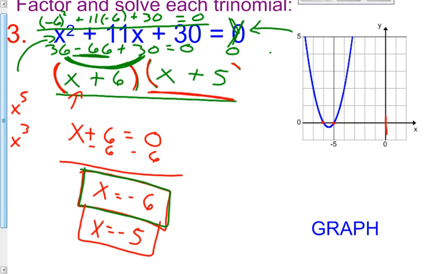Here's the origin at 0, 0. This crosses at negative 1, 2, 3, 4, 5, as well as negative 6. This blue parabola comes down, it crosses at negative 6. It comes back up and crosses at negative 5, which is exactly what we got when we factored. x equals a negative 6, x equals a negative 5.